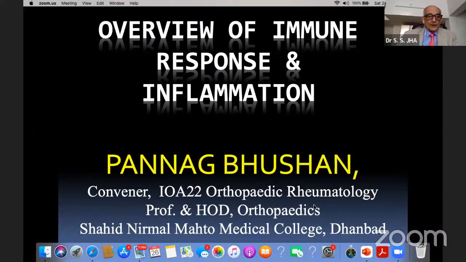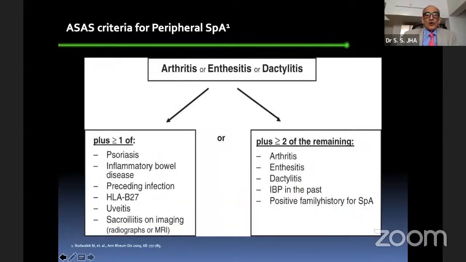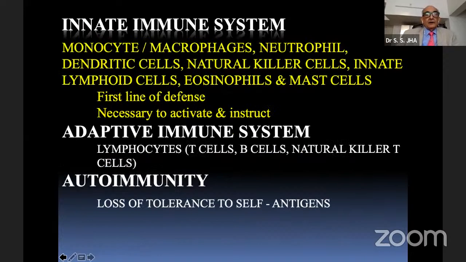So Pannag has rightly, very briefly, tried to make us all understand that there are two immune systems available in our system. One is the innate immune system and the other one is the adaptive immune system.